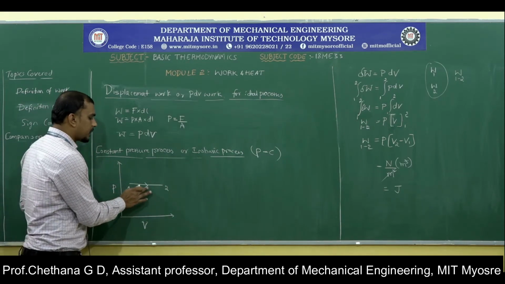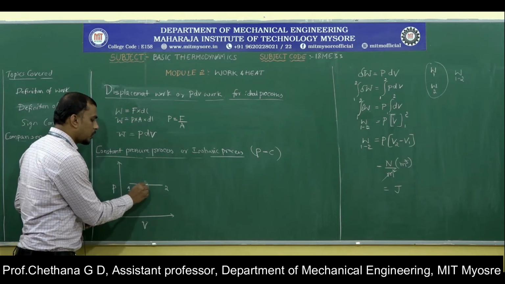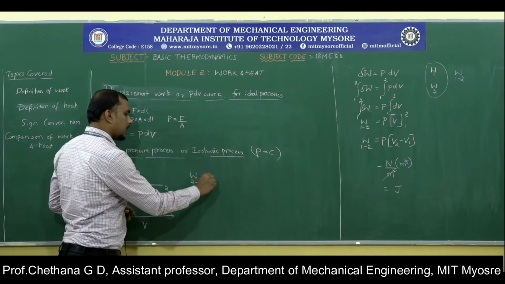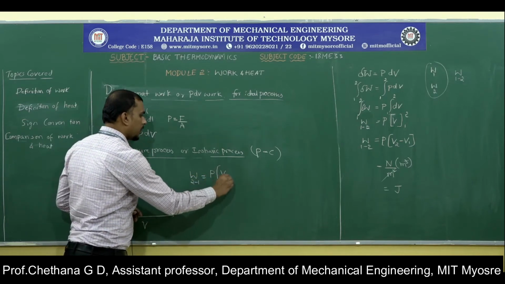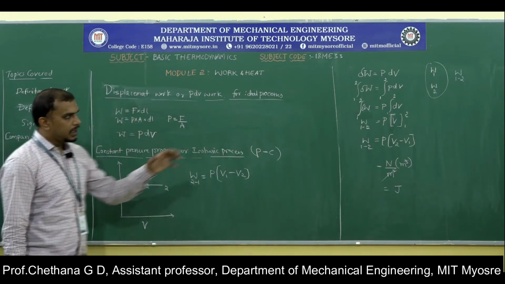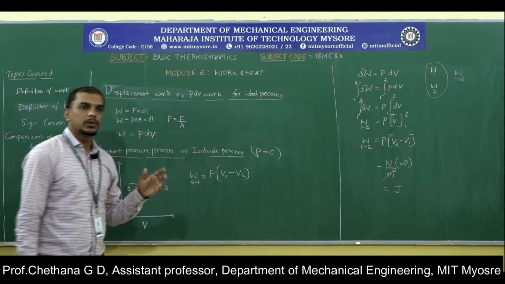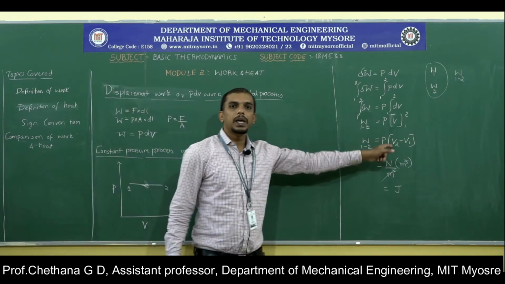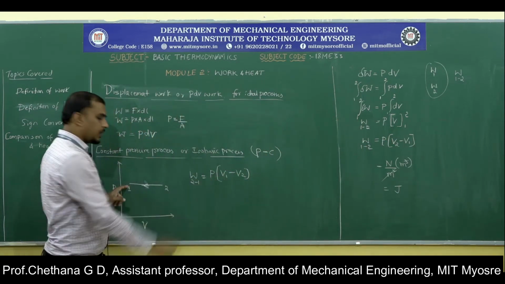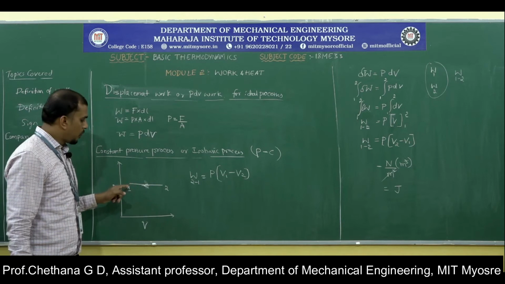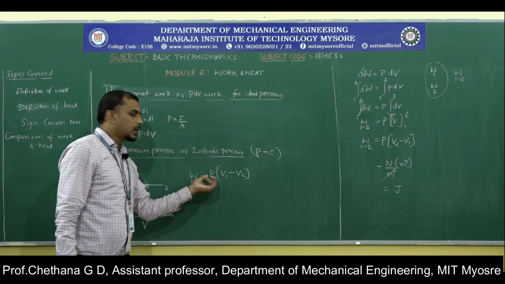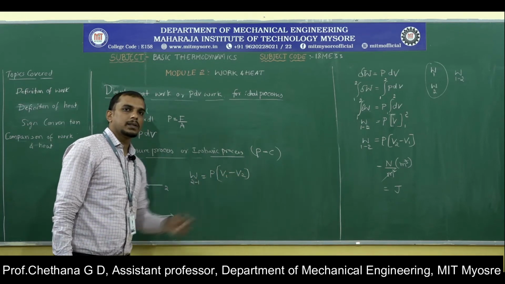Now if I reverse this process from 2 to 1, then work 2 to 1 will be P into V1 minus V2. What we are trying to say is that the equation, you should not mug it up, it should be like pressure into V final minus V initial. That is, here V final is V1 because the direction we have changed, V1 is the V final and V2 is the initial value, constant pressure. So pressure into V final minus V initial.